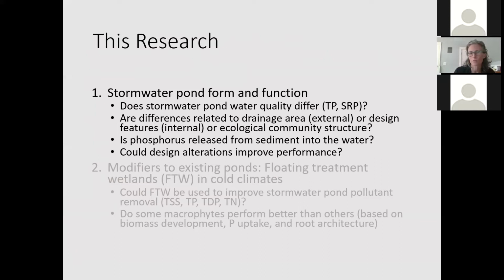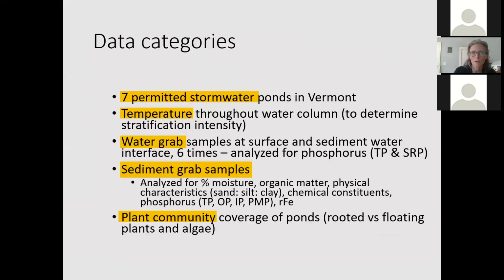So looking at the floating treatment wetlands. A brief overview of the study: we looked at 7 permitted stormwater ponds, so ponds that have a state permit up to the 2002 standard. We looked at temperature throughout the water column to determine whether they were stratifying. We took grab samples of water at the bottom and at the top of the water column. We took sediment grab samples and looked at a bunch of physical and chemical constituents.